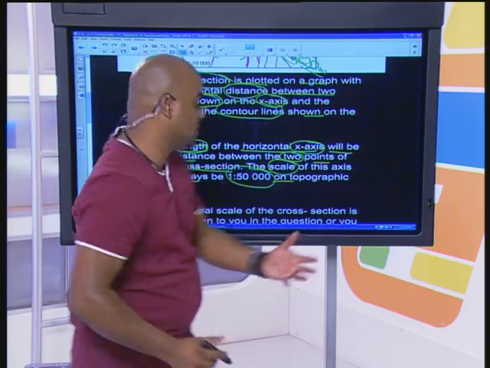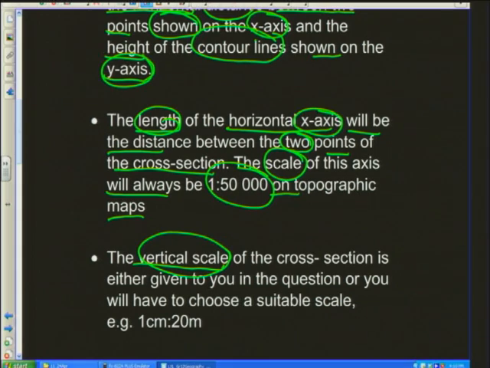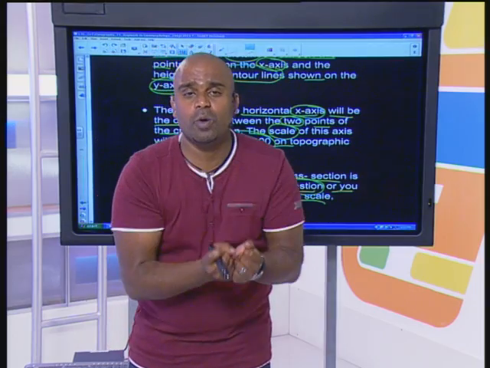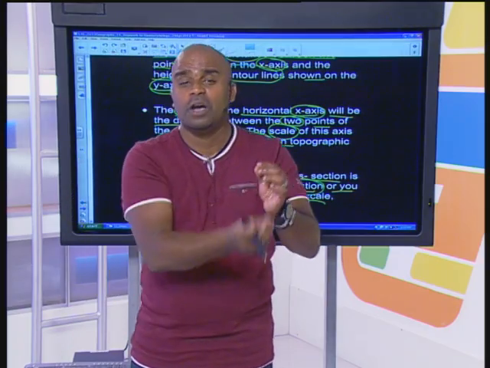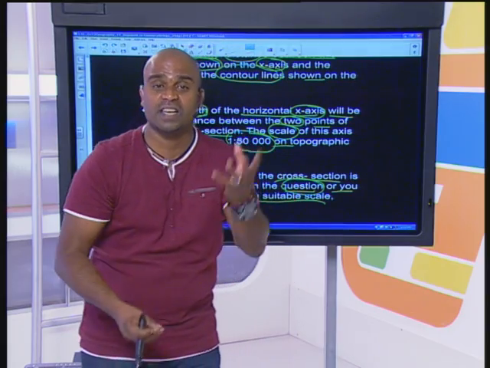Let's look at the y-axis. In terms of the y-axis, you should note that the vertical scale of the cross-section is either given to you in the question, or you will have to choose a suitable scale. Example: 1 centimeter represents 20 meters. What this simply means is that the 20 meters is taken from our contour interval, the distance between two contour lines. The 1 centimeter will determine our construction, as you will see later on when we are manually constructing a cross-section.